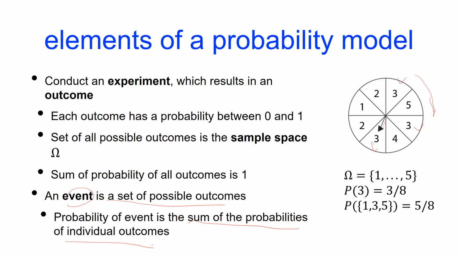So for example, here our sample space will be 1, 2, 3, 4, 5. All right. And then the probability of 3, as I mentioned, will be 3/8. And then the event 1, 3, 5 will be 5/8. Why? Because the probability of 1 will be 1/8, probability of 3 will be 3/8, probability of 5 will be 1/8. So 1/8 plus 3/8 plus 1/8 equals 5/8. So this is a sum of the probabilities of individual outcomes.